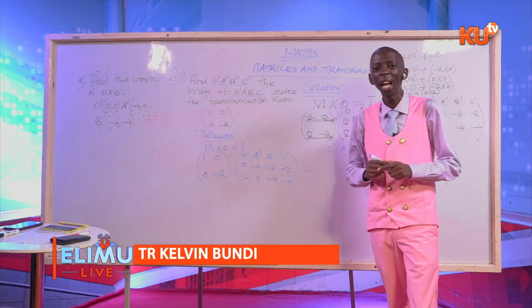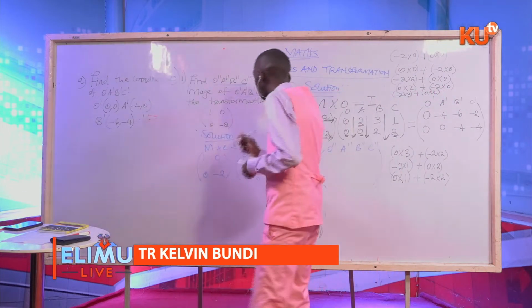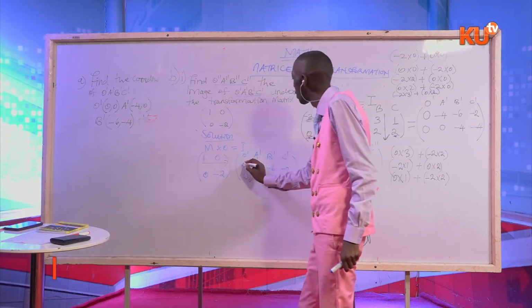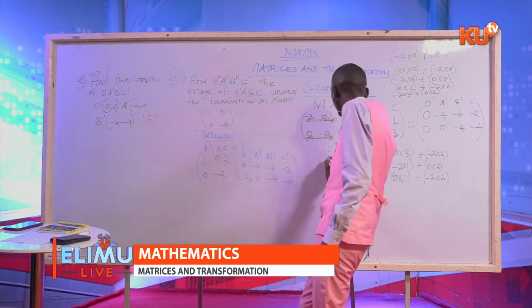Again, my dear student, first row, first column. 1 times 0 plus 0 times 0. It will give us 0.